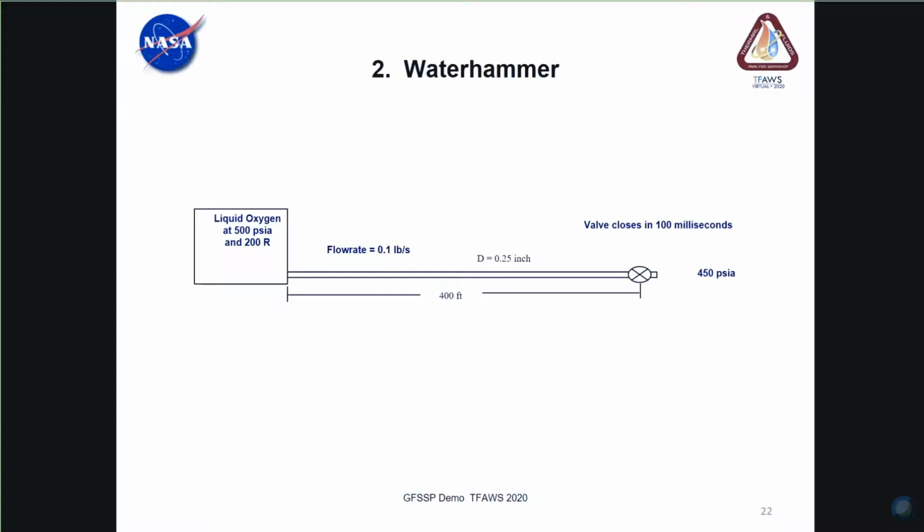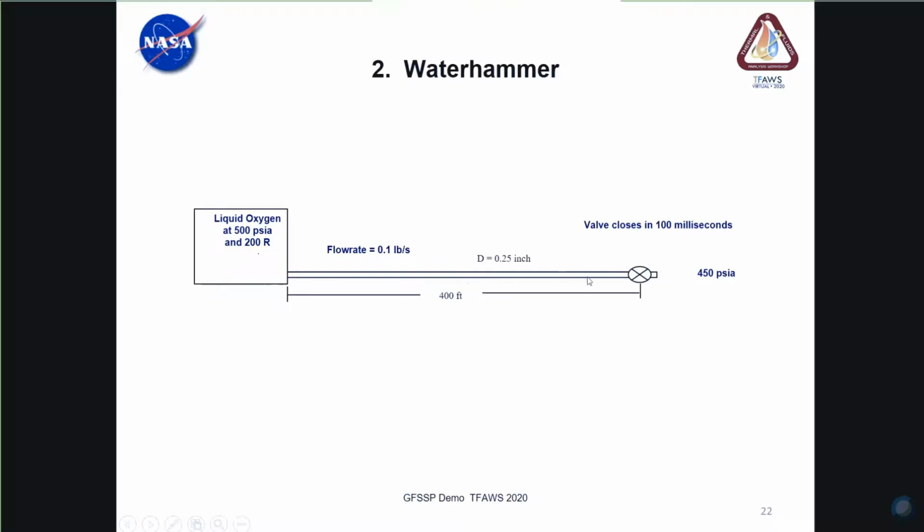Another application of GFSSP is water hammer, fluid transients in general. One type is water hammer. That's what happens when you have liquid flowing in a pipeline and then you close a valve very quickly. You can sometimes get a pressure surge.